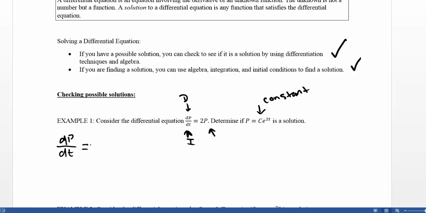If we take the derivative of c e to the 2t, remember that when you take the derivative of an e term that has a constant in the power, that constant comes out front. So that's going to give me 2c e to the 2t. That's the derivative of my possible solution.